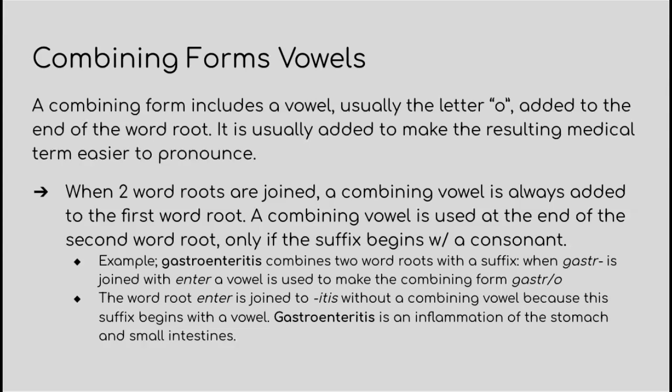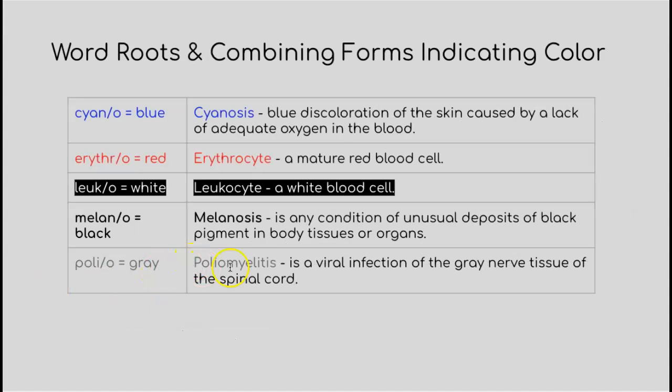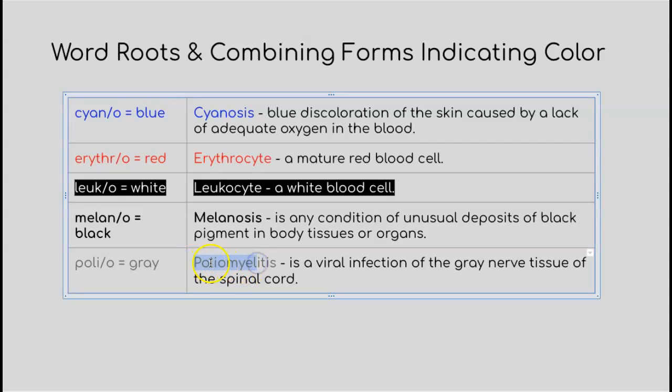A combining vowel is used at the end of the second word root only if the suffix begins with a consonant. So going back, the term poliomyelitis, if you look here, these 2 word roots here, you have your combining vowel, but itis begins with I, which is a vowel, so you don't need to add another vowel to combine those.